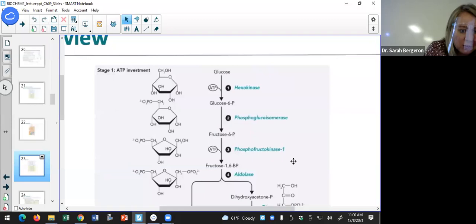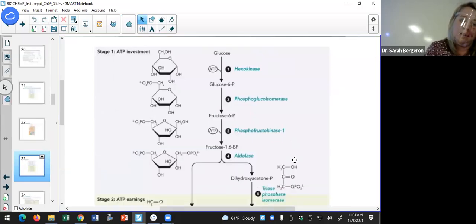All right. So where's our first high energy compound that's made in glycolysis? Is glucose 6-phosphate very high energy? Why do we have to phosphorylate it though? It'll stay in the cell. It won't get exported out, right? Because what's on the phosphate group? Negative charges. So that traps it inside the cytosol.